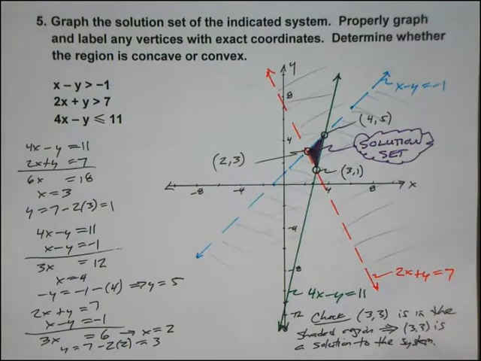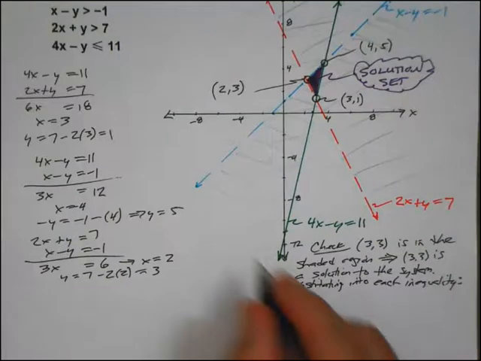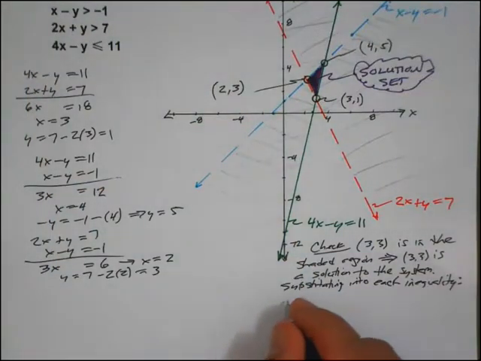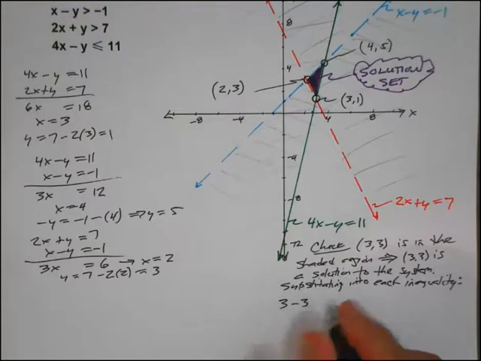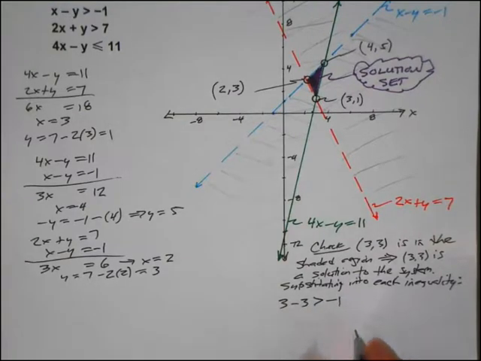Okay, so what we have in mind is, let's try substituting it into each of the original inequalities. Let's examine that. We need to have true statements in every single case. Looking at the first inequality, we need to have 3 for x minus 3 for y. That's going to be greater than negative 1. This gives us 0 greater than negative 1.